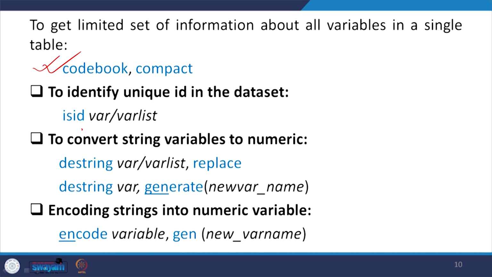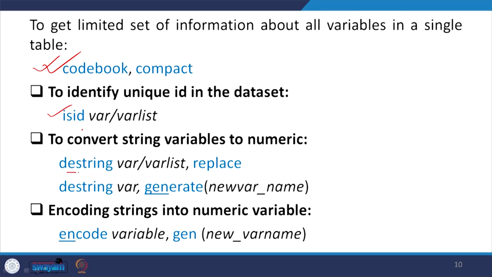And to identify the unique ID of the data set is most important, especially while we go for combining the data or making a panel data. In that case, the ISID command is important to understand whether a particular variable uniquely identifies the different groups of information given by the data set. Which variables can you take that will combine the data set? So, the ISID command identifies whether the variable is a key or principal variable or not, which we have already explained to you.